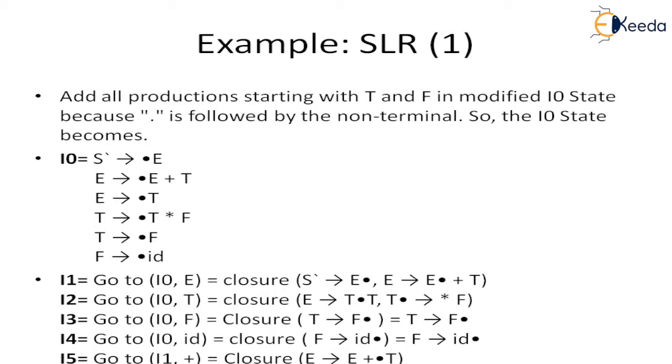After that, we add all productions starting with T and F to the I0 state because the dot is followed by a non-terminal. So again the I0 state becomes like this. Under this, I1 is goto of I0 with E, which is a closure expression. So what is the closure of I0 with E? It contains the starting symbol with E dot, E represented by E dot plus T. Similarly, goto of I0 with T, F, ID and plus is given.